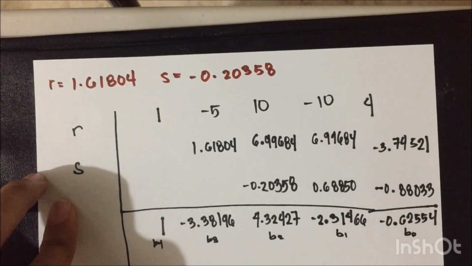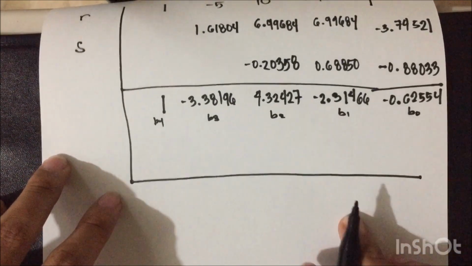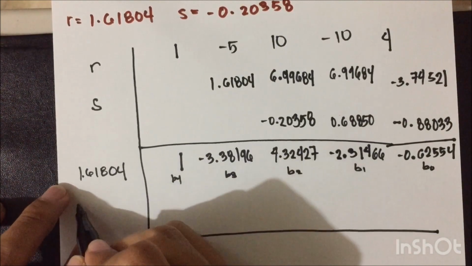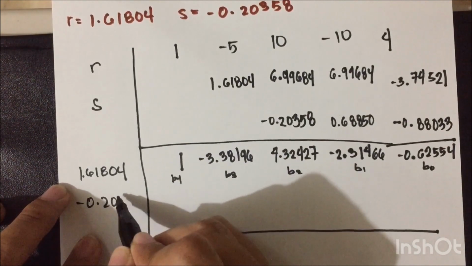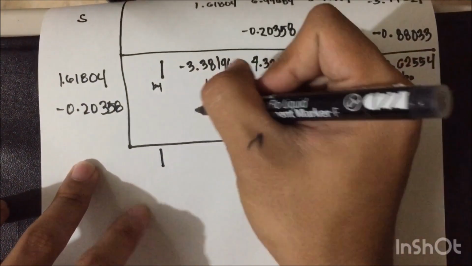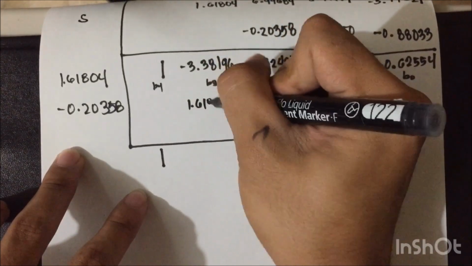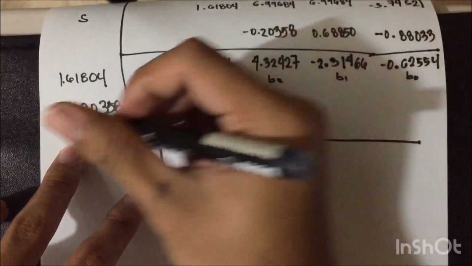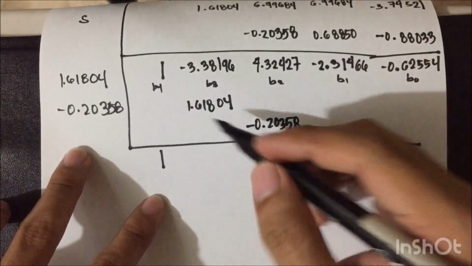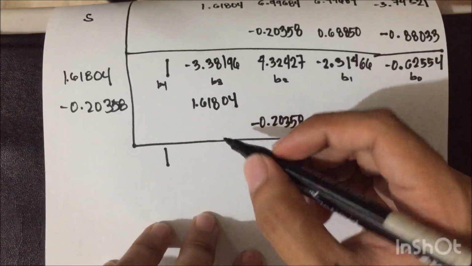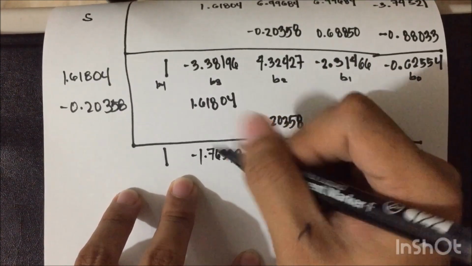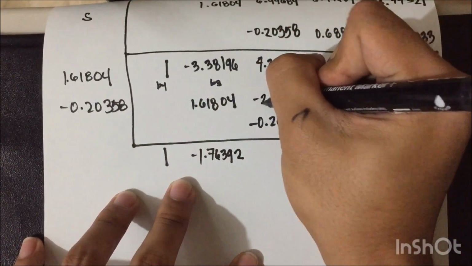Step, divide by the same value of R and S, 1.61804. S is negative 0.20358. So again, bring down 1, value ng R, 1.61804, and value ng S, negative 0.20358. Yung sum nito is negative 1.7 0.6392 times the value of r, which is negative 2.8409.